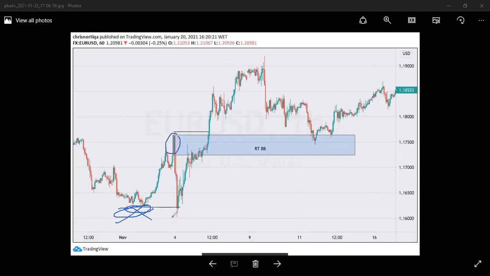Then once they are done taking out stop losses, price goes up, and then it breaks market structure. So once it breaks market structure, this was a sell for them. They sold here. So now when price goes up, it's in loss. This is a loss now. They need to close the loss. And when did they close the loss? They closed the loss here. This is when they close the loss.